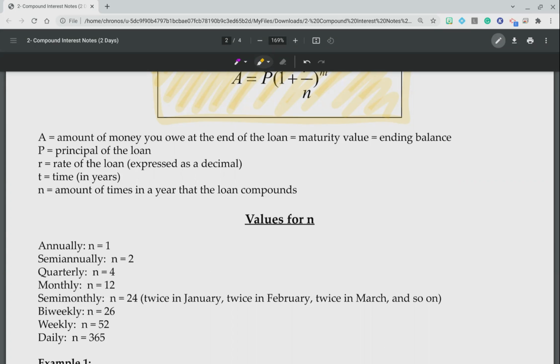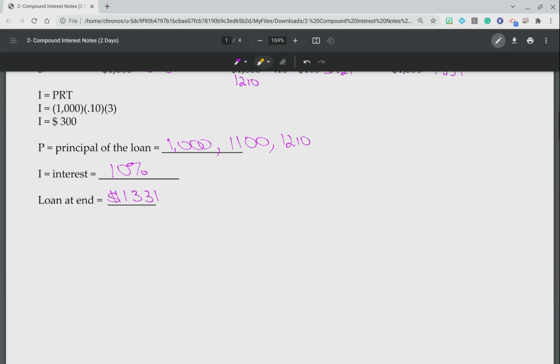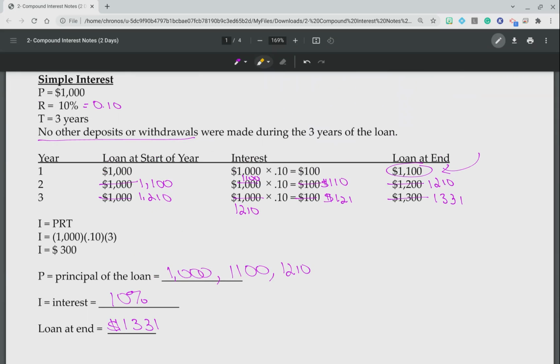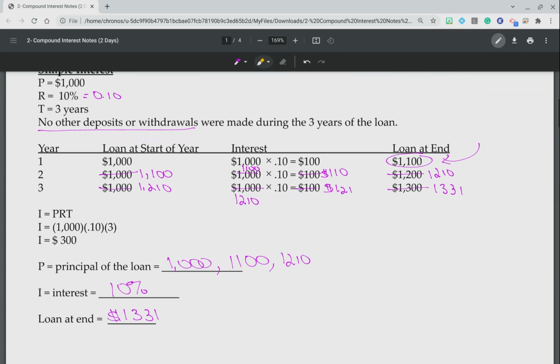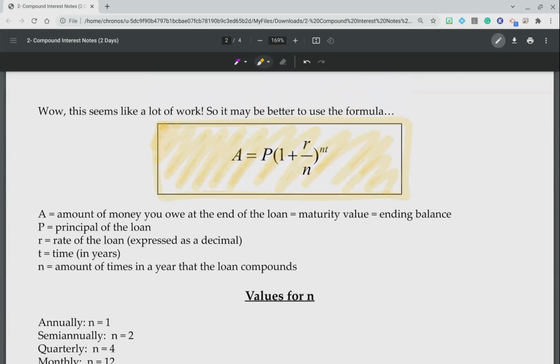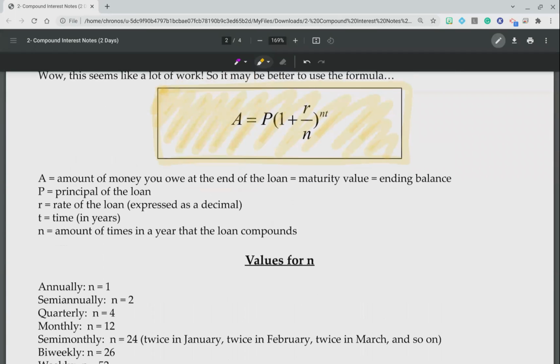If I scroll up to look at this example again, this loan was compounded once each year. That's why in year 1 we did it once, year 2 we did it twice, year 3 we did it 3 times. But we don't have to do all those steps now that we know our compound interest formula.